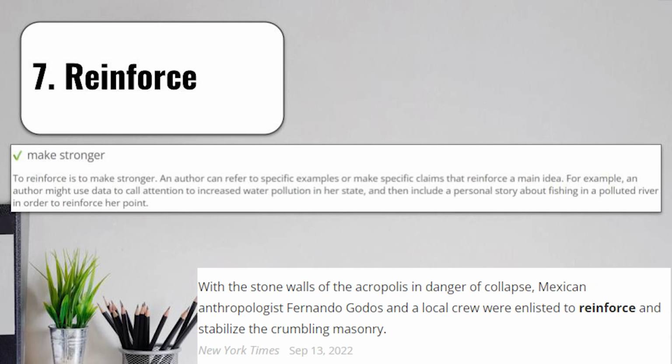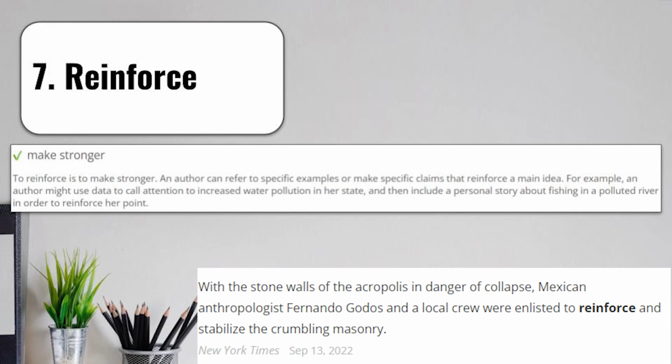To reinforce something is to make it stronger. An author can refer to a specific example or make specific claims that reinforce a main idea. For example, an author might use data or a citation from something that an author said to call attention to increased water pollution in their state, and then include a personal story about fishing in a polluted river in order to reinforce or make their point stronger.